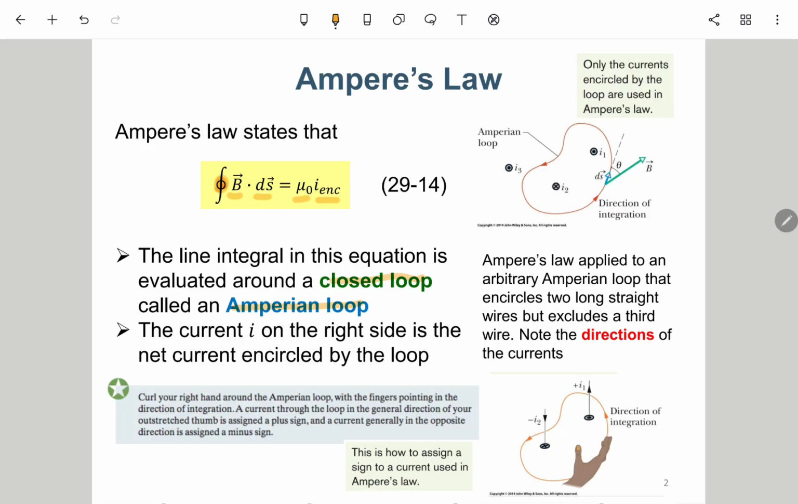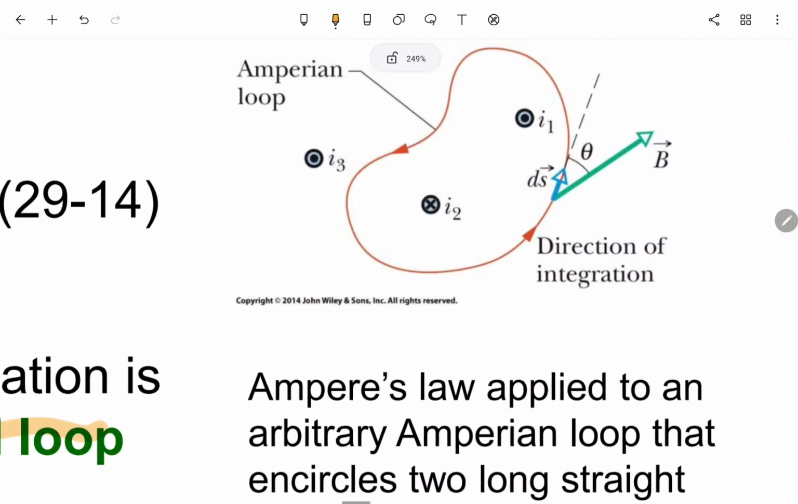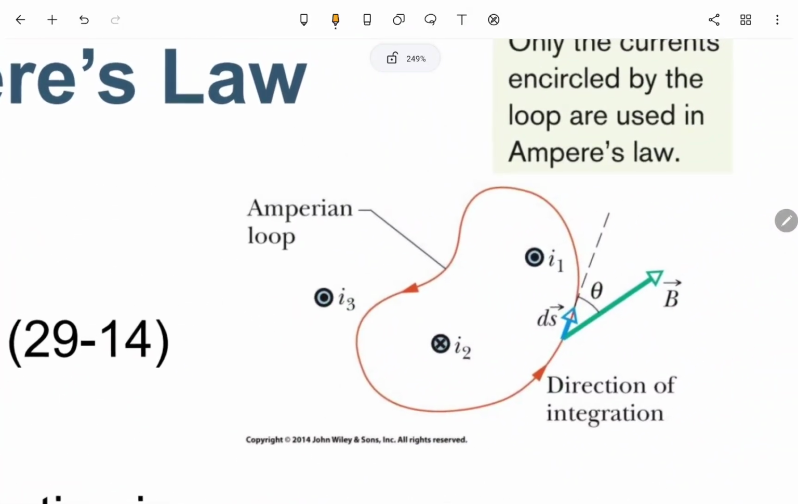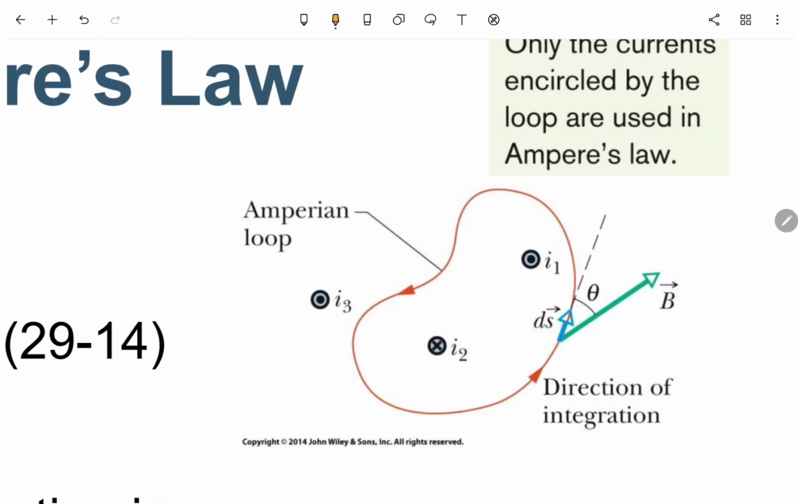Okay, so the current I on the right side is the net current encircled by the loop. Here let's see how we can tackle this one. In the space we have three currents, I1, I2, and I3. You only see a circle with a dot or with a cross.